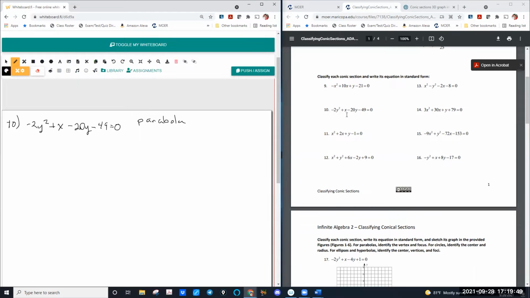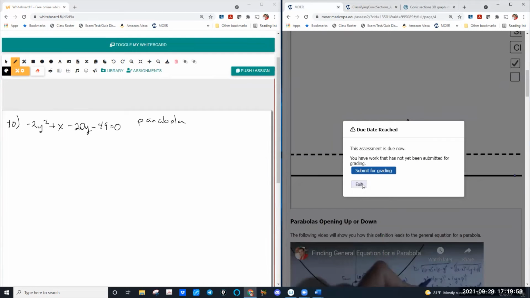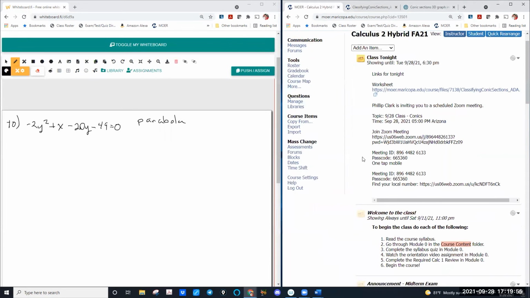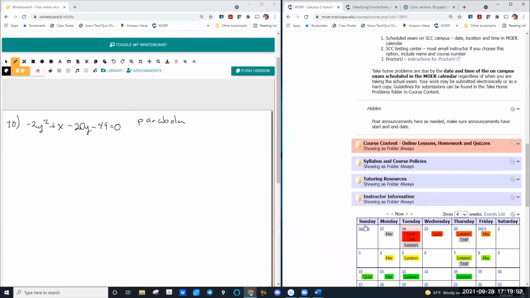So we've got a parabola for number 10. So here's what we'll do. Once we know, sorry, I'm going to have to go back in there real quick.